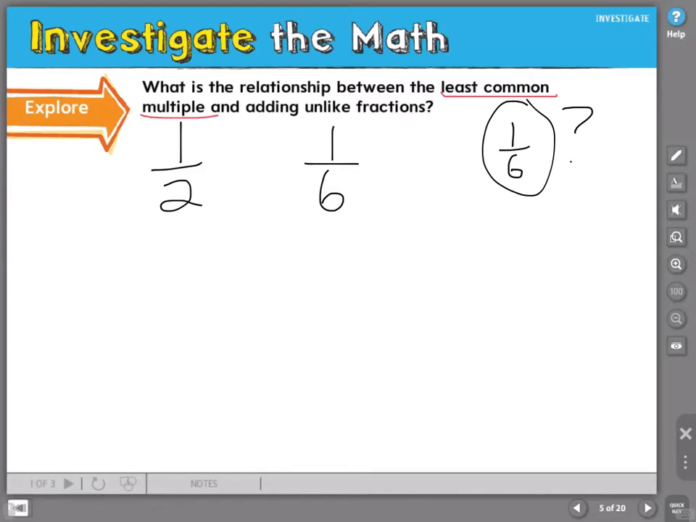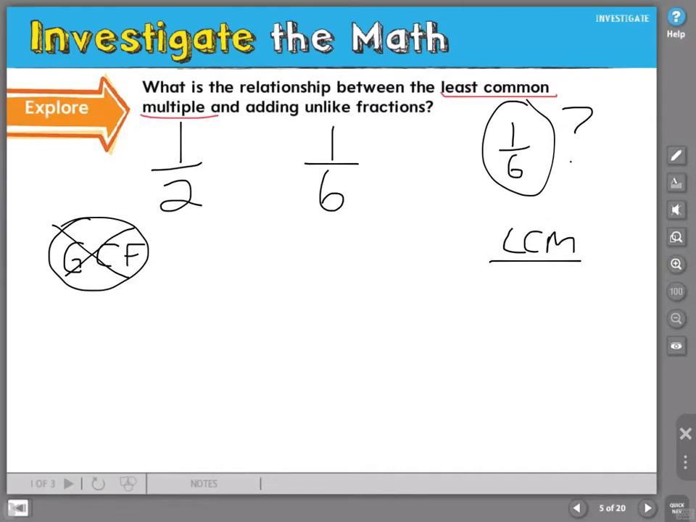Let's see. Remember that multiples are many and factors are few. Many fifth graders get the greatest common factor and the least common multiple confused. When we are looking for equivalent fractions to add and subtract unlike denominators, we cannot use the greatest common factor. We have to use the least common multiple. Multiples are the numbers that you say when you skip count by a number. So let's try it out.